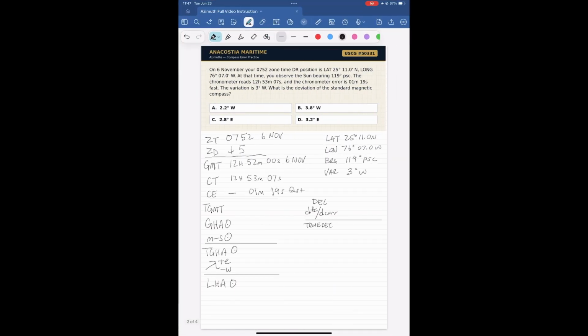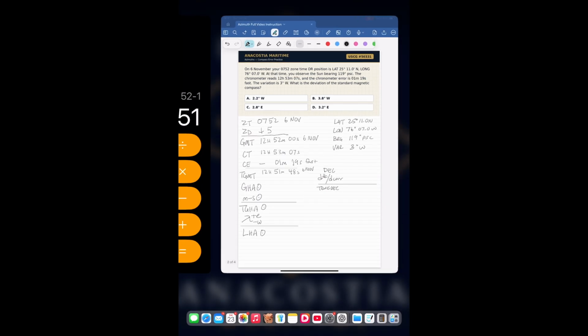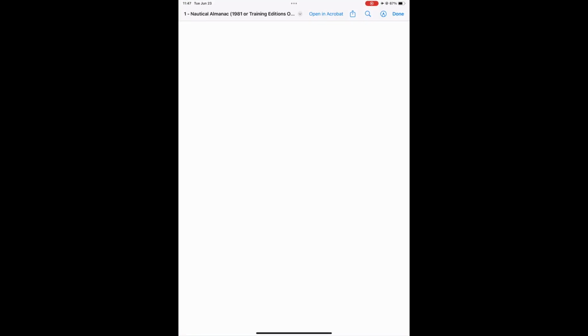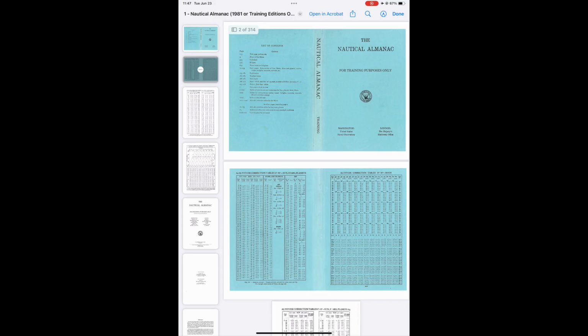So we have 12 hours, 51 minutes, 48 seconds, 6 November. All right. So I have my GMT. I'm then going to go into the Nautical Almanac now. I have my GMT. Now I get to go to the Nautical Almanac. Let's find it.